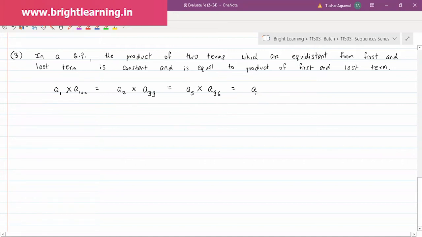So K units ahead of 1, I can write here 1 plus K, multiplied by A100 minus K. K units ahead of 1, K units previous of 100, so it will be 100 minus K. Multiplication everything. Okay.